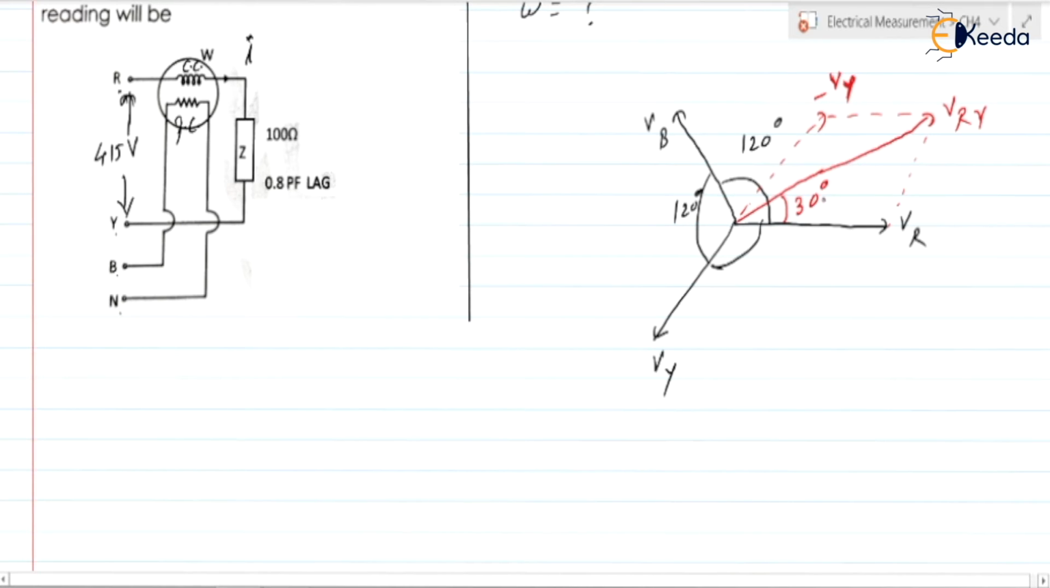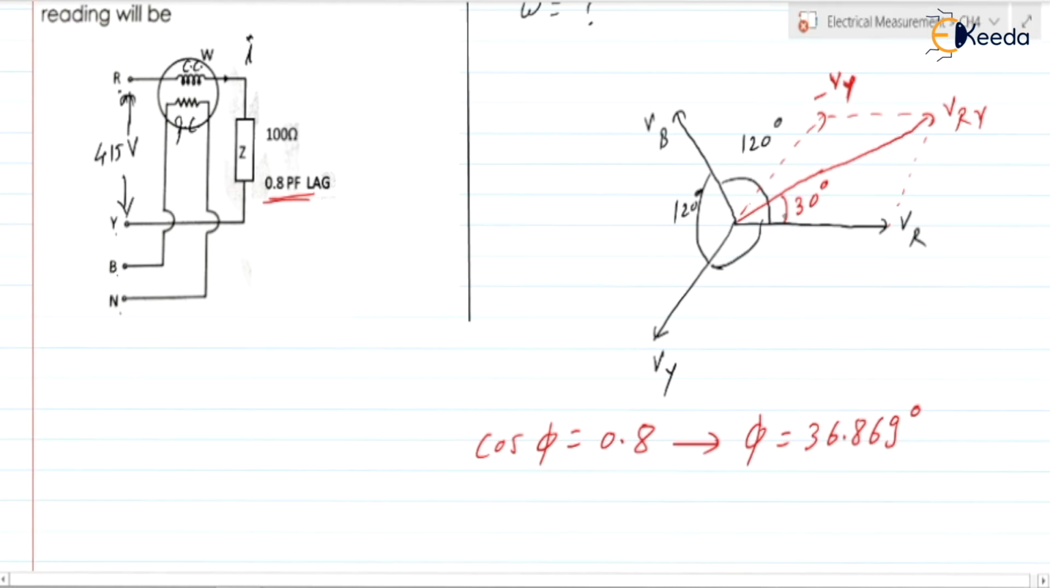Next, now if you check, the power factor is 0.8 lagging. So cos phi is equal to 0.8. Therefore phi is equal to cos inverse of 0.8, so it is 36.86 degrees. So here current I will be lagging voltage VRY by an angle of 36.869. So the phasor for current I will be like this, lagging by 36.869.